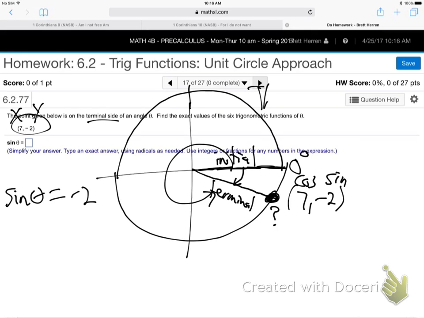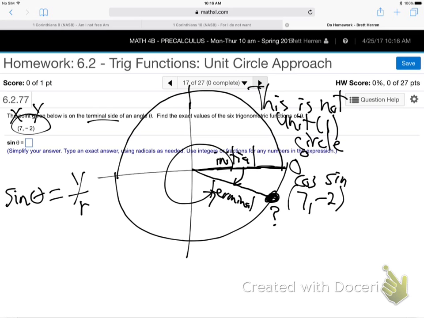So, let me write that out. This is not the unit circle. So what does that mean? So the sine is not just the y value. The sine is y over radius. See, normally the radius is 1, so then that's just y when you're in the unit circle. Does that make sense? But if you're in some other circle that they just make up like this one, you've got to realize it's y over r. So we've got to find the radius.